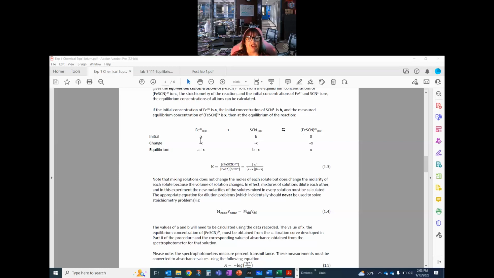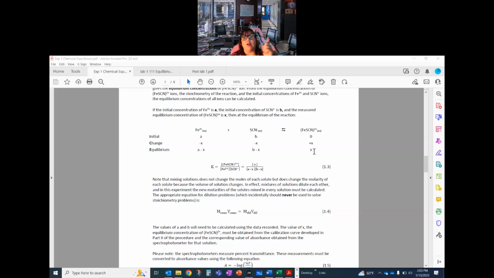My equilibrium row is then going to be my initial minus the change. Actually, I just say it's the initial plus the change, because the change is already negative, so I don't want to subtract it and then add it back. Math-wise, that doesn't work. So A minus X, B minus X, and X. If I know what X is, I should be able to calculate what A minus X is and what B minus X is. Then I plug all of those values into equation 1.3, and that will allow me to calculate K.